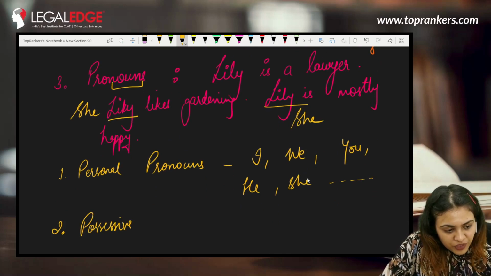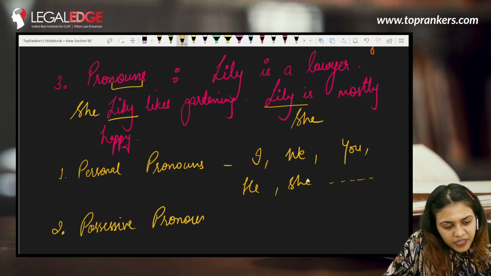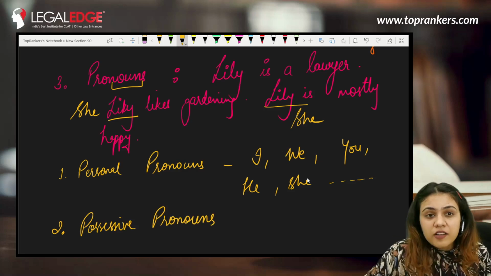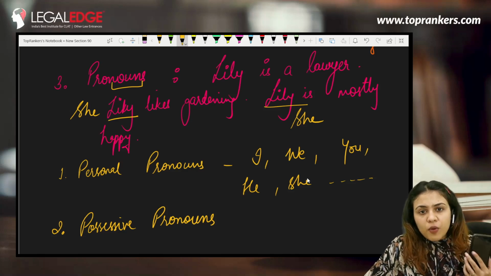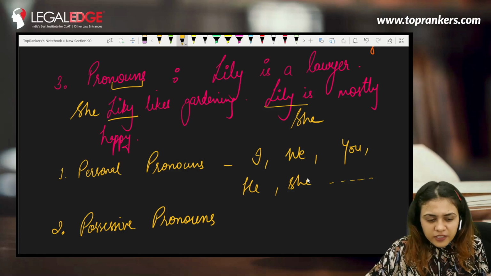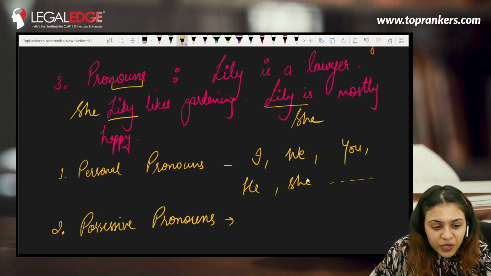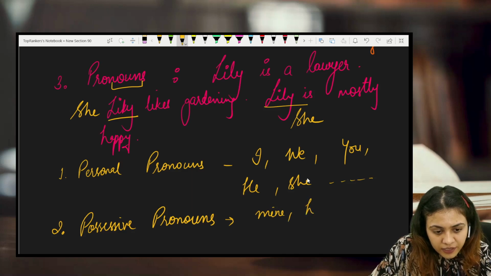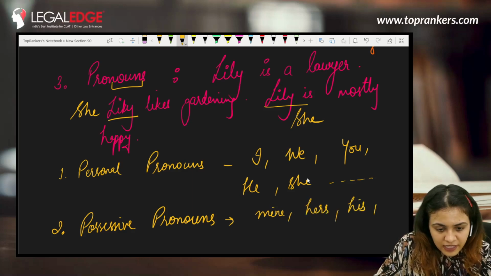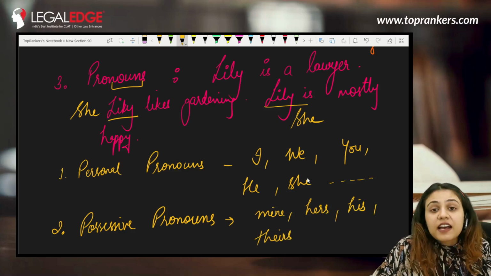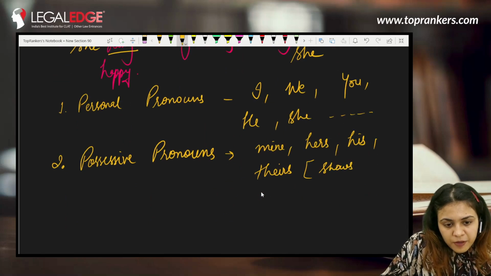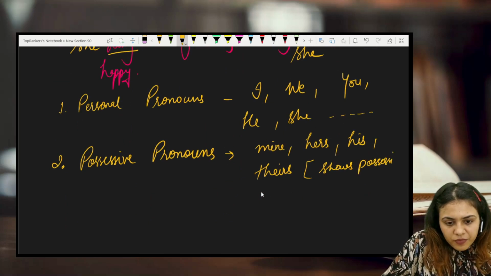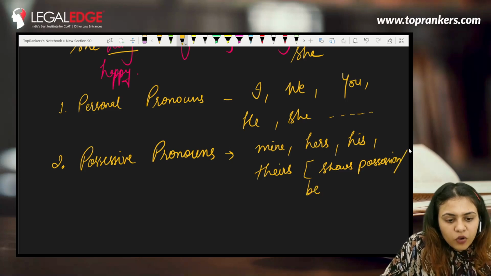Possessive pronouns. Now, from the word itself, I think it's pretty evident that possessive pronouns are words which show possession, right? It shows belonging. For example, when I say, the phone is mine, right? Who does the phone belong to? You know that, right? So you must have heard words such as mine, hers, his, theirs. These are our possessive pronouns, something that shows possession or belonging.